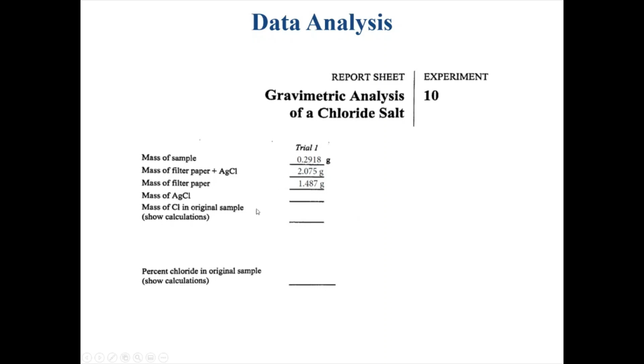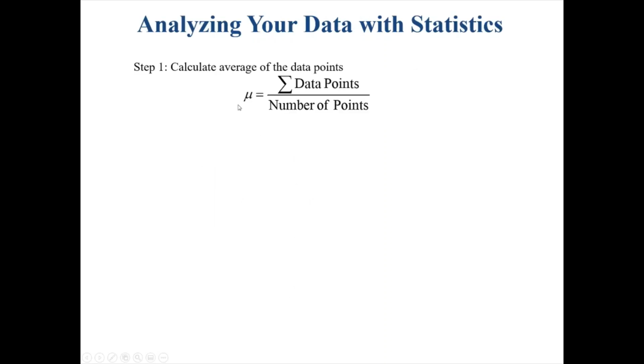So that's how you're going to get your percent for this experiment. The next thing we have to do is analyze the data with statistics. The whole lab, in this case, everyone in your lab, all of the groups performed this experiment, and they did it all on the same unknown. So we're going to have a whole bunch of data points that we're going to have to analyze.